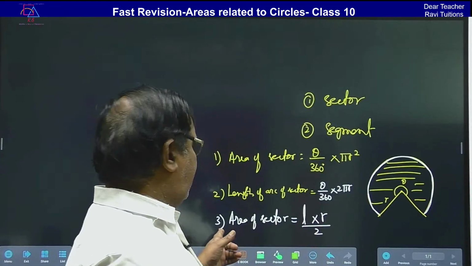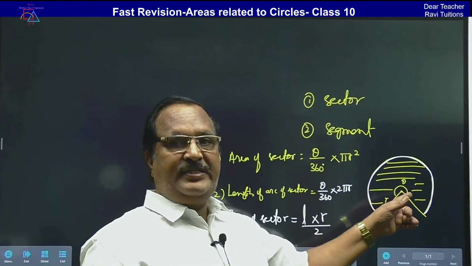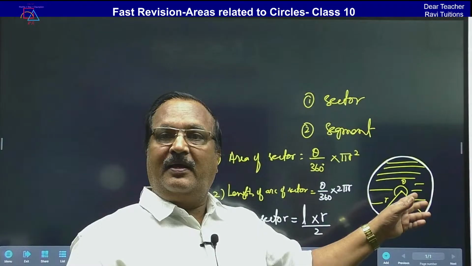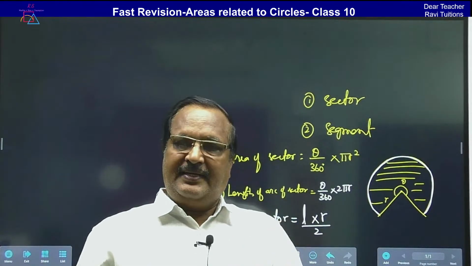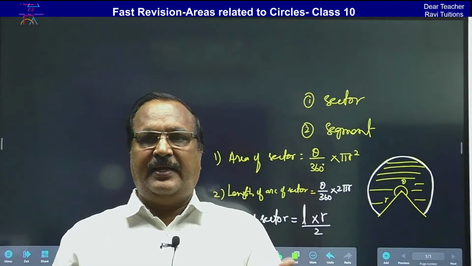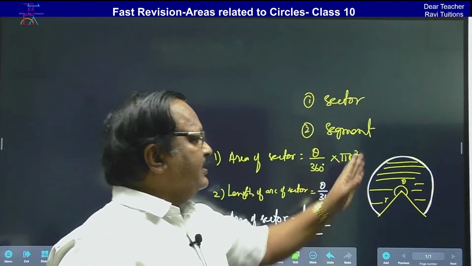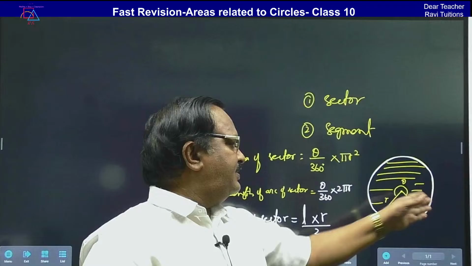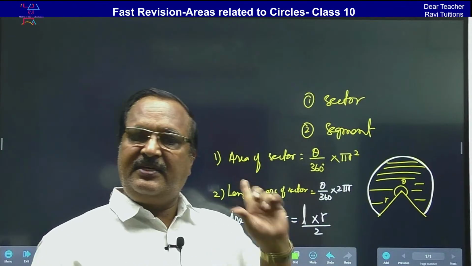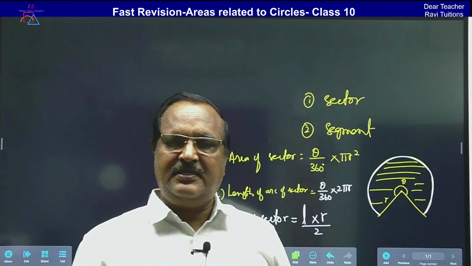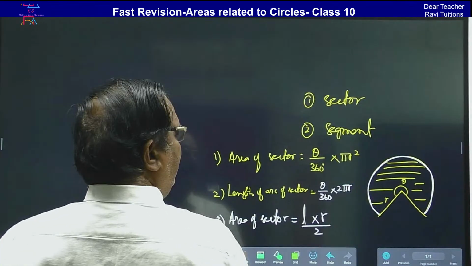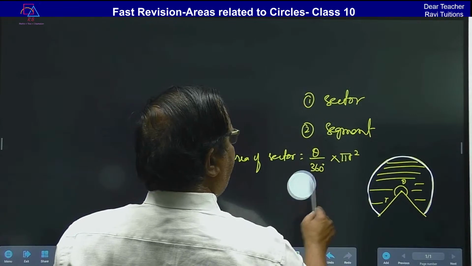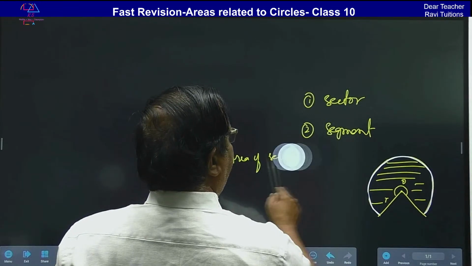So, in this third formula, there is no theta, the angle is not there. If there is no angle, and you are asked to find the area of the sector, you can find it with the length of arc and radius. These are the three formulas for sector. Now, let us go to segment.